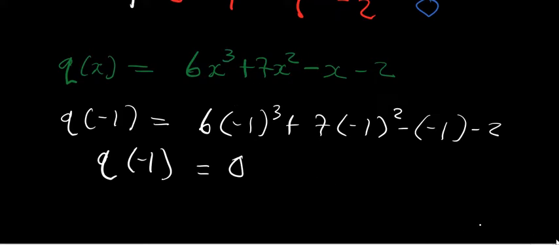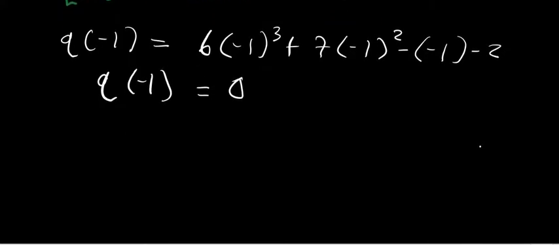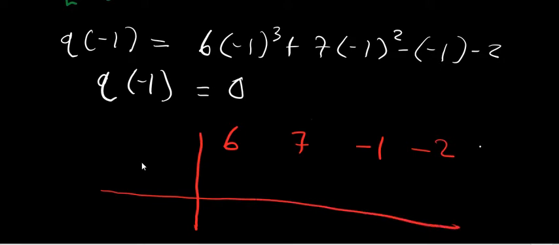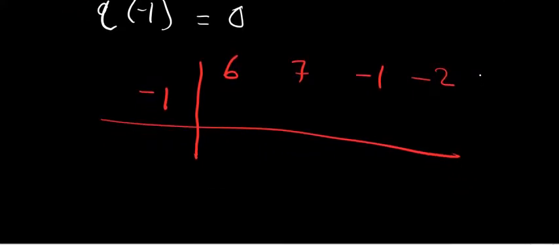Once again, I'll use synthetic division to work it out. So I'm going to get the coefficients of those guys. The coefficients in this case are 6, 7, -1 and -2. And then I'll use the synthetic division as I have said. Now in this case, my zero root is -1, which means that I can easily work it out.